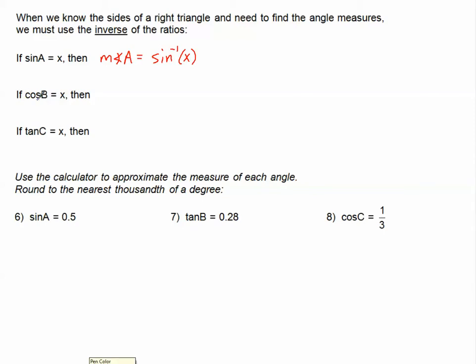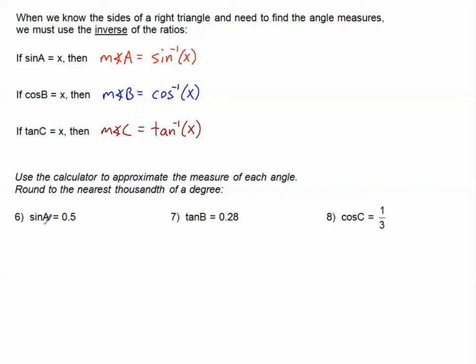If we have the cosine of some angle and that's equal to some number, then the measure of the angle will be equal to the inverse cosine of the number, the inverse trig symbol. And lastly, if the tangent of our missing angle C is equal to x, then the measure of angle C will be equal to the inverse tangent of x. So finding angles means that we use the inverse trig ratio. Let's practice that on the calculator.